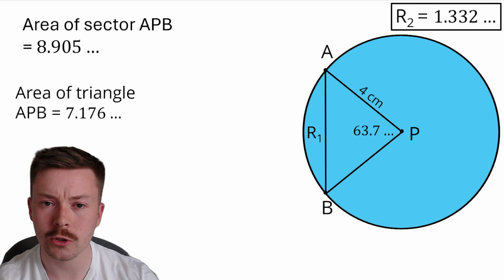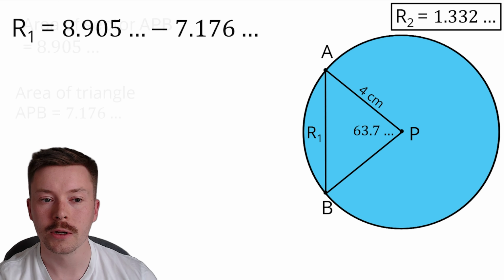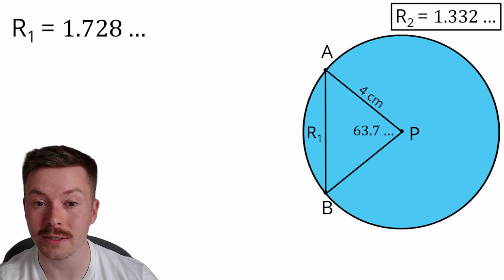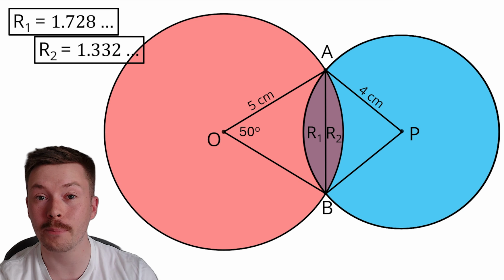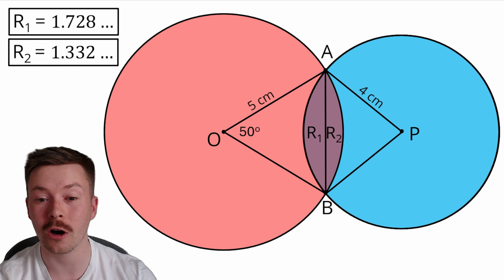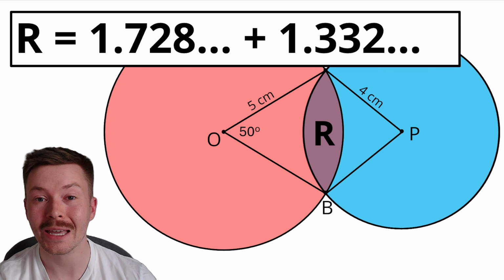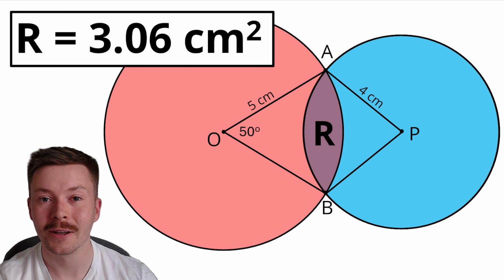I've stored these answers on my calculator to make sure that I'm including all of the digits. Subtracting the two will give us 1.728. And at this point, going back to the original problem, we have got both of the values that we need. We've got R1 and R2. So all that is left is to add them together, giving us a final answer of 3.06 centimetres squared.